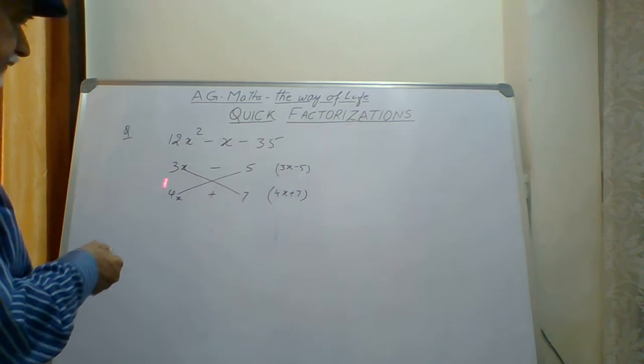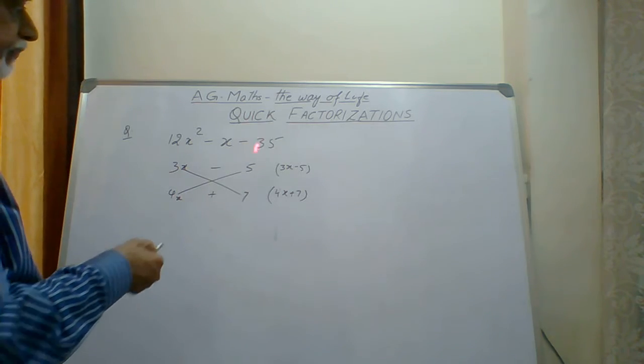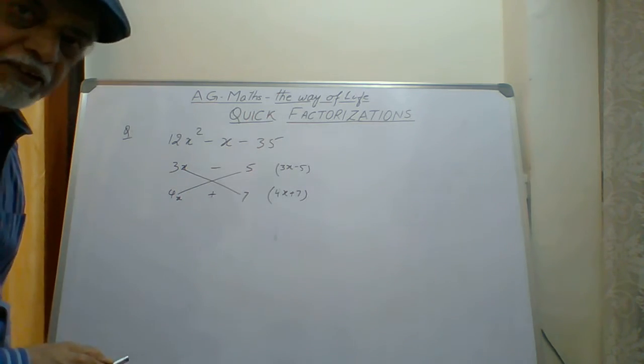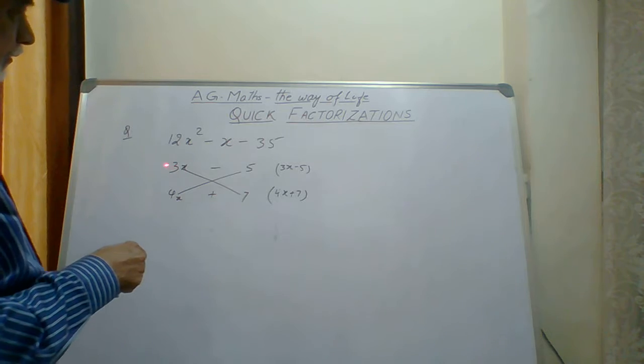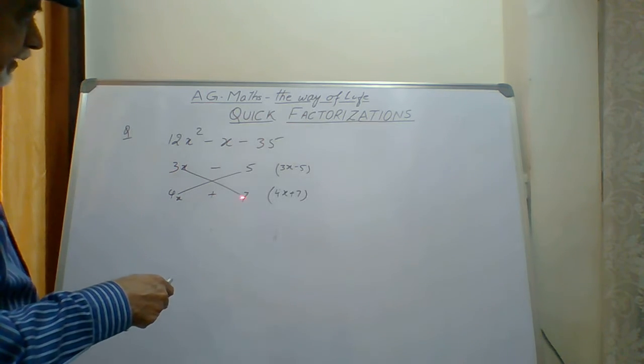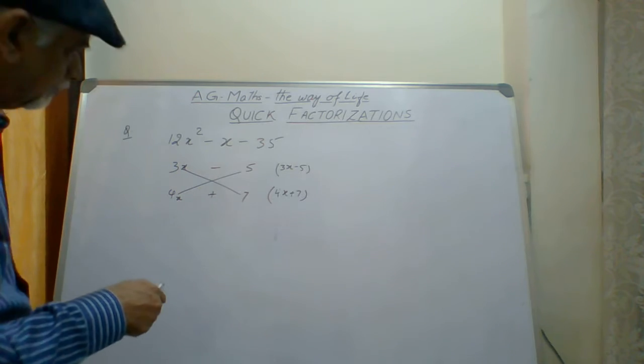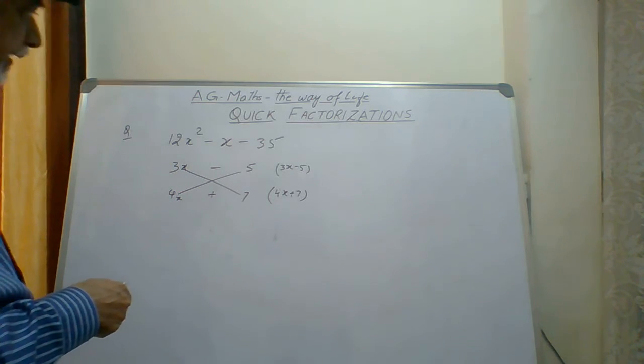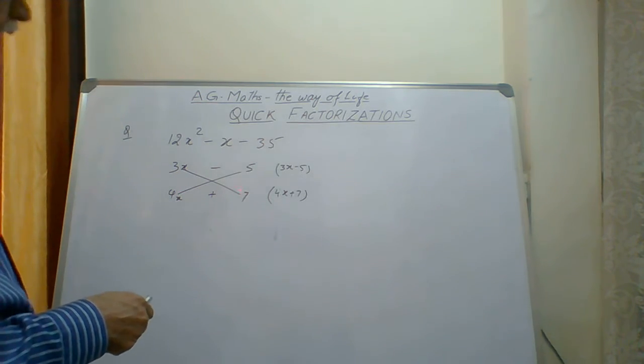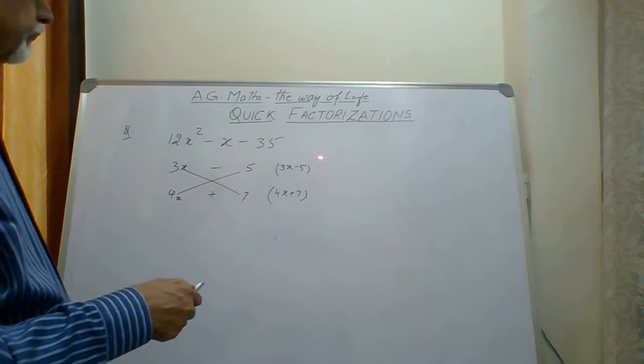12 I factorize as 3 and 4. 35 I factorize as 5 and 7. Don't put any sign over that. Now cross multiplication of 3 and 7 will give me 21, and 4 and 5 will give me 20. So from 21 I must get 20, and 21 has to be negative. Then what should we do?